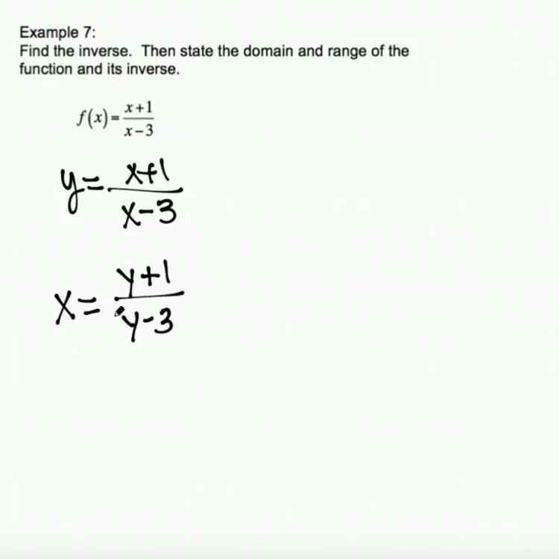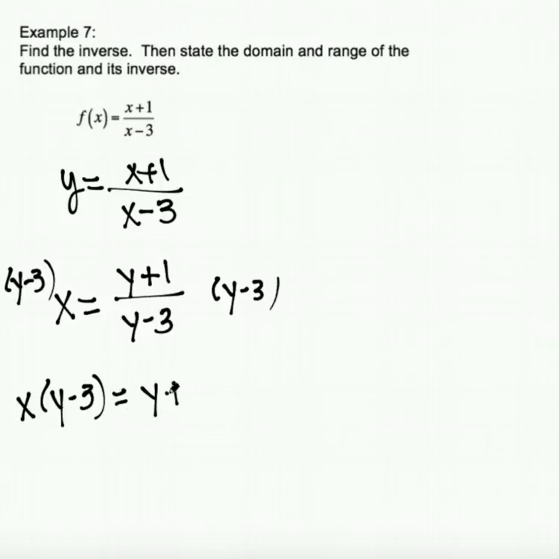So I have a fraction. Let's go ahead and get rid of that. So I'm going to multiply both sides by y minus 3. That leaves me with x times (y minus 3) on the left-hand side and y plus 1 on the right-hand side. Now I have y's on both sides, so somehow I've got to get them on the same side. So the first thing I'm going to do is distribute this x on the left-hand side. That's going to give me xy minus 3x is equal to y plus 1.